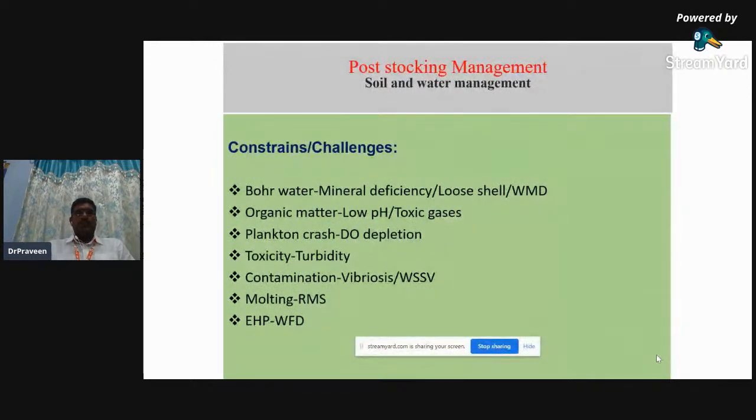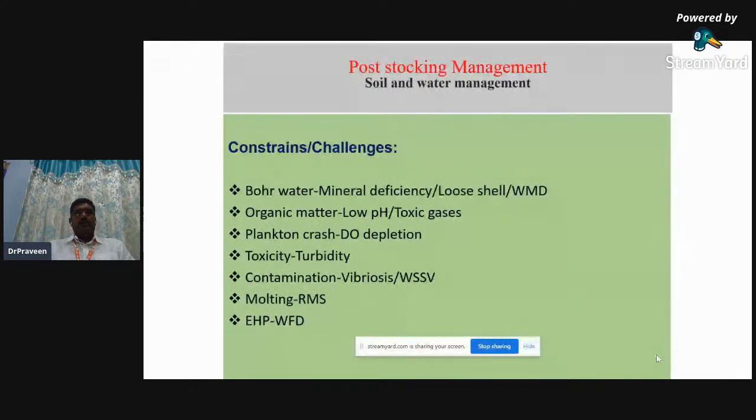In that there is again a challenge, mineral deficiency. Mineral deficiency may cause serious problems, as we discussed earlier, white muscle disease and cramp problems. That is one of the challenges in bore water culture. Second, organic matter. In a running culture, organic matter accumulates at the bottom of the pond. That leads to low pH and toxic gases production. Third, plankton crash may happen. There is always a possibility because it is bore water.